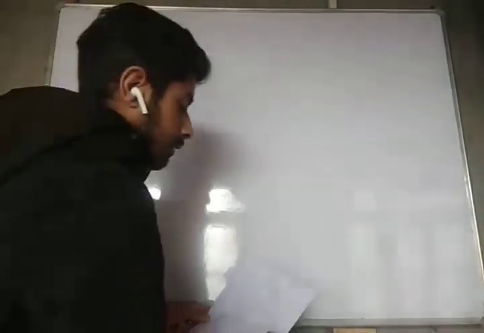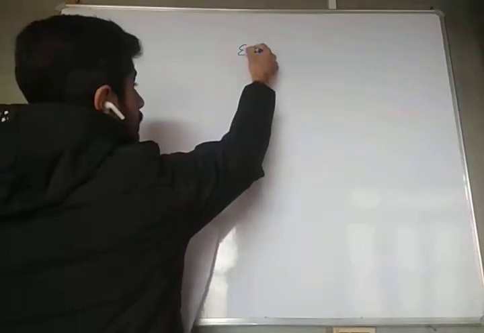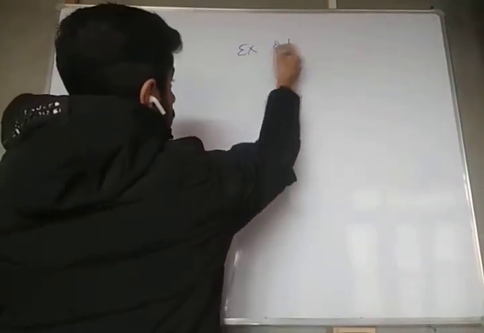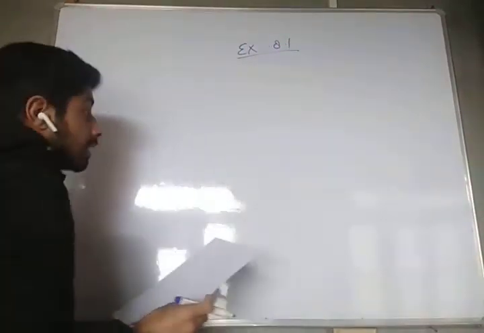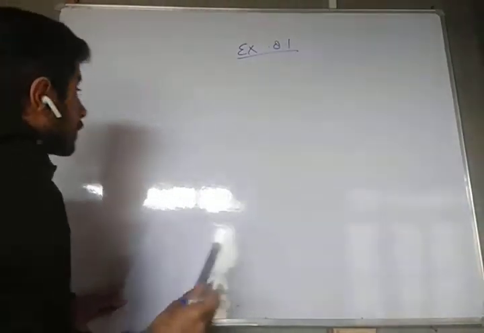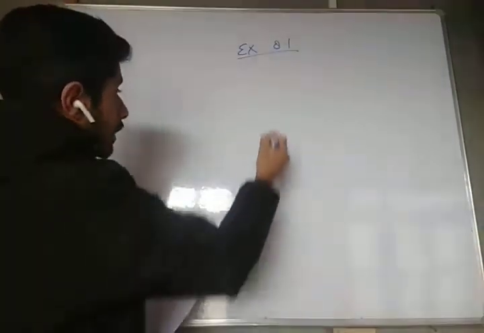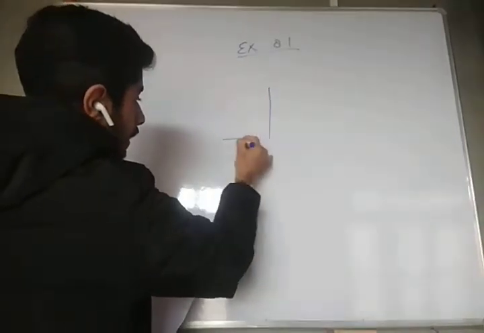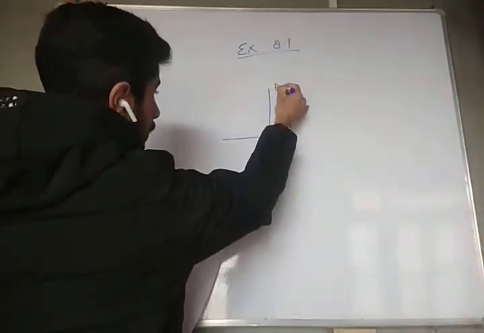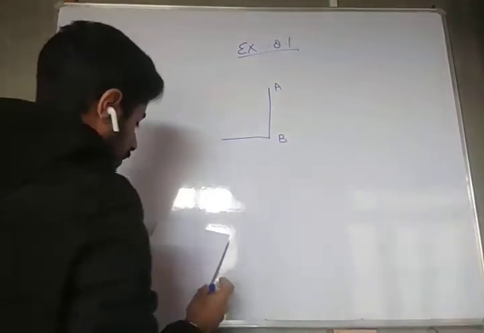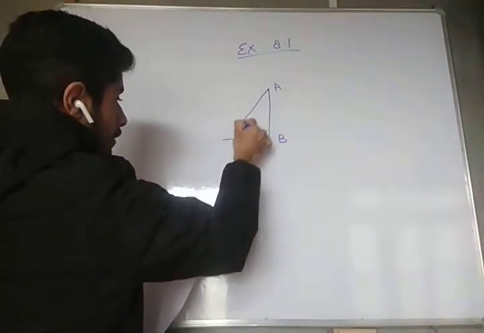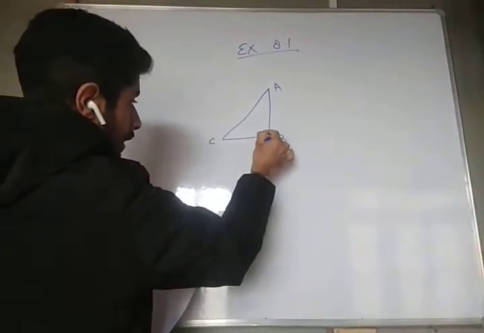So I think we are in a position to take an exercise, and this is exercise 8.1. This is from the NCERT book, Trigonometry exercise 8.1. So let's take the first question of this exercise. It's given that in a right angled triangle, right angled at B, this is A, this is B, and this is C.